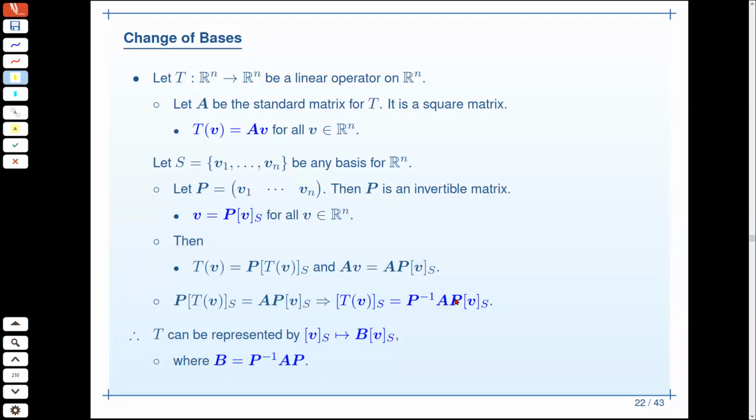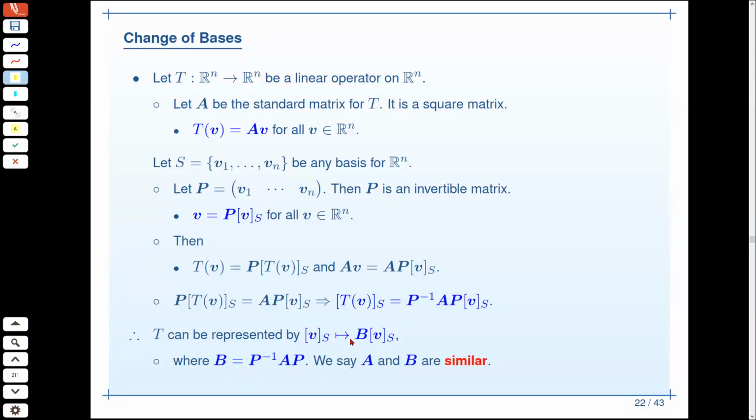Right? So T can be represented as follows. If you are given the coordinate vector of V relative to S, then the image will be B times the coordinate vector of V relative to S, where B is P inverse AP. So we need to see which S can make the matrix B simple. Then we use that basis.